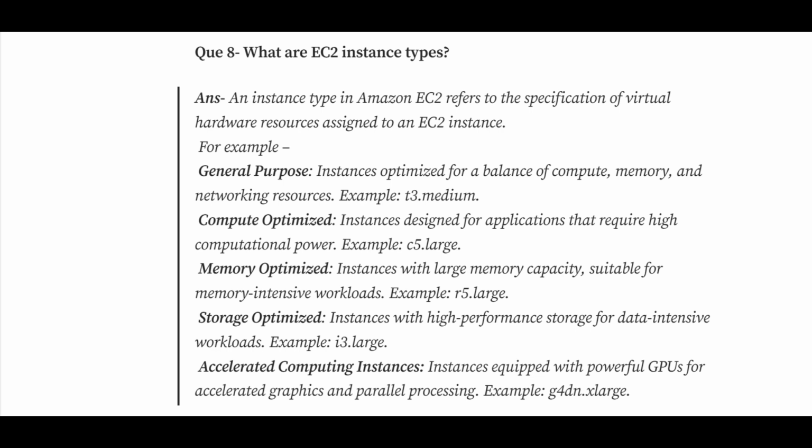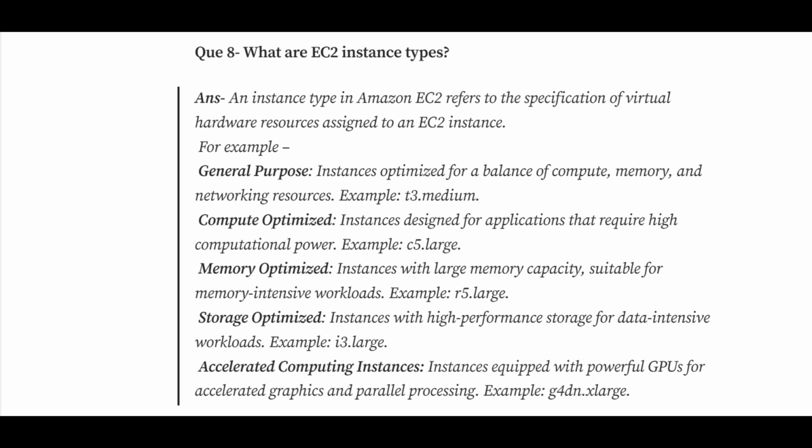Coming to the next question, that is question number 8. What are EC2 instance types? An instance type in Amazon EC2 refers to the specification of virtual hardware resources assigned to an EC2 instance. It defines the computing capacity, memory, storage, and networking capabilities of the instance. Each instance type has its own structure and performance characteristics, allowing users to choose the most suitable option for their specific application requirement and budget.